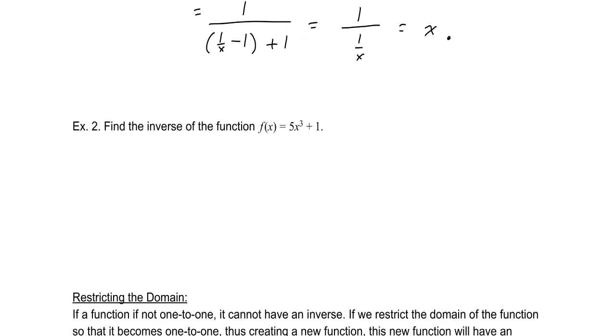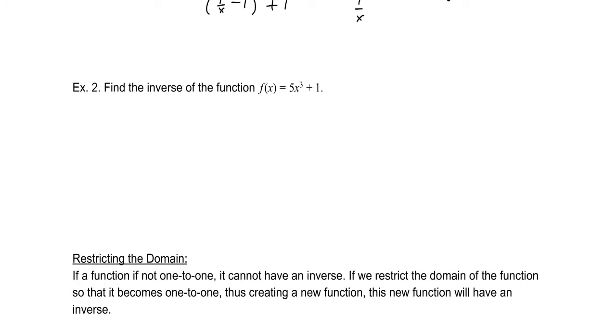Now example 2 says find the inverse of this function, f of x equals 5x cubed plus 1. The general strategy here is to rewrite this as y equals 5x cubed plus 1 and solve for the input, because we want, in the end, our input to be the output. So we want this function in terms of y, and we want our output to be inputs. We're switching the two. So we're going to solve for x, subtracting 1 from both sides. y minus 1 equals 5x cubed. Dividing by 5, that equals x cubed, and then the cube root.